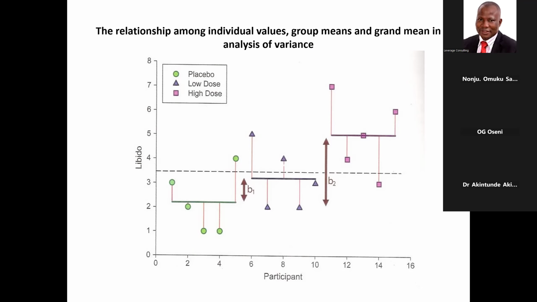When you now move to the second group, which is purple or blue or whatever color, you see the different values: 5, 4, 3, 2, 2. The mean for that group is 3.2. Can you see? It's 3.2, just above 3, that line.